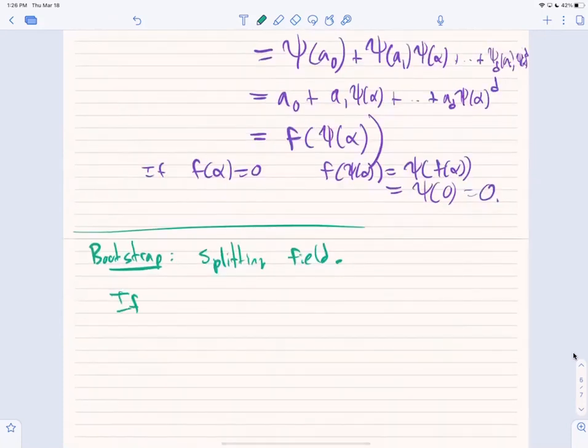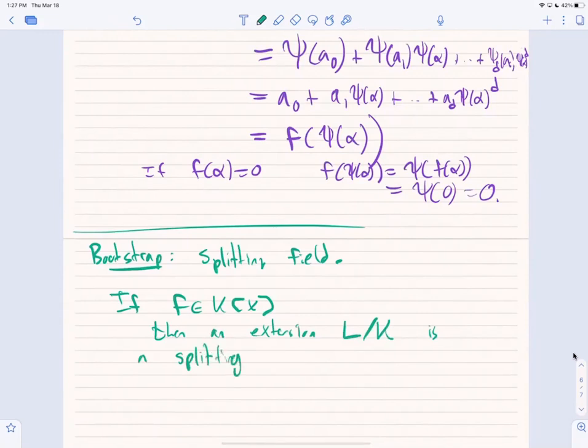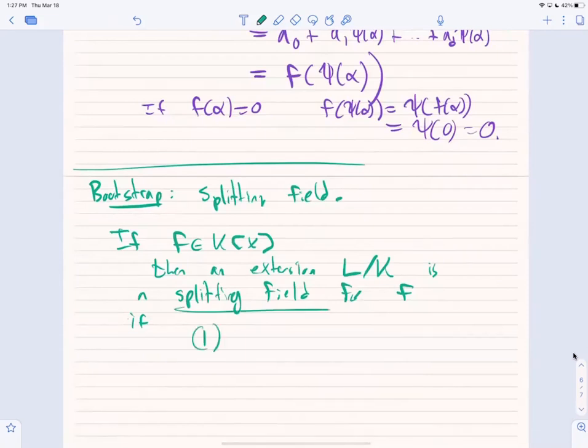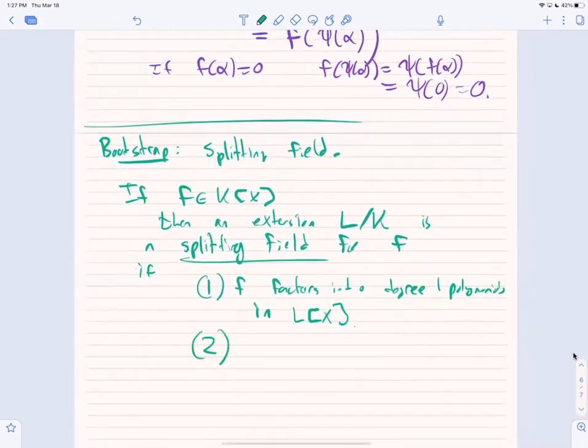So if f is a polynomial, then an extension L over K is a splitting field for f if two things hold. First, we need f to factor into degree 1 polynomials, or linear factors, in L[x]. So I think of the polynomial as having coefficients in L, and then I can factor it into linear factors. The second condition is that L should be minimal for this.